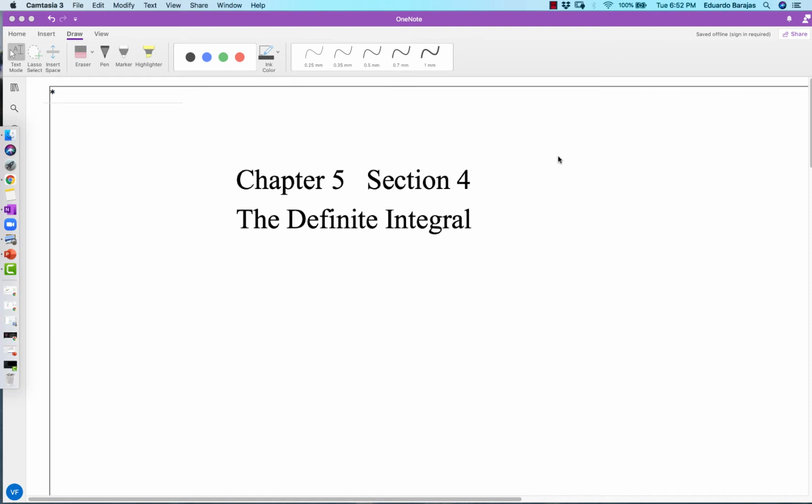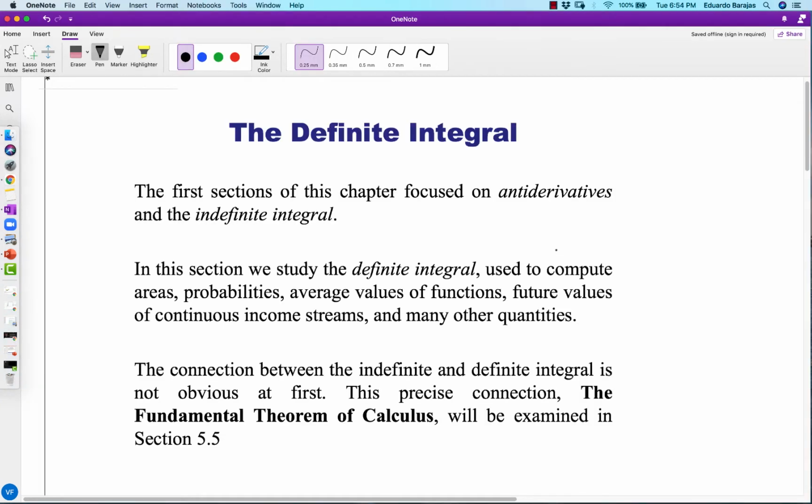Okay, Chapter 5, Section 4, the definite integral. Starting with Section 4.9, we introduced this idea of antiderivatives. Antiderivatives are the reverse of taking a derivative, right? Undoing a derivative. And then in the first couple of sections of this chapter, we've continued to develop that idea, and we introduced new notation for it called the indefinite integral.